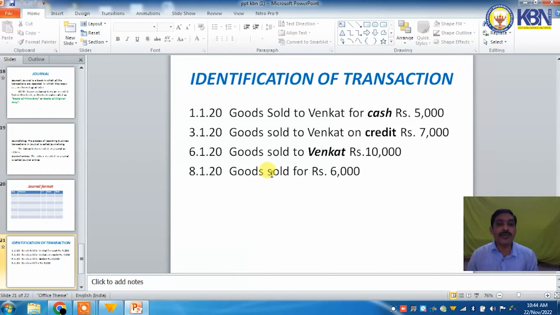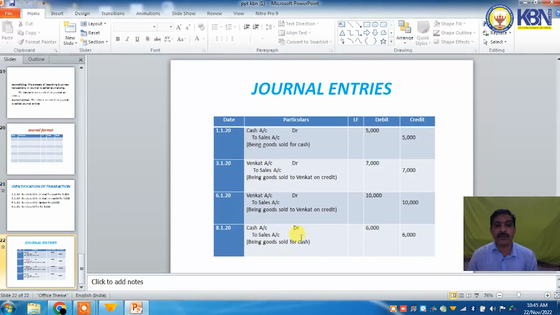And next one, goods sold for rupees 6,000. There is no information about cash or credit. So verify whether a personal account is given or not. No personal account is given, so it is treated as a cash transaction. So the given transaction is goods sold for rupees 6,000 for cash. Cash is a real account, goods also a real account. Both are real accounts. As per the real account rule, what comes in, debit, and what goes out, credit. When goods are sold for cash, cash is the receiving benefit, so cash account debtor. When goods are sold, goods are a going benefit. What goes out, credit. So cash account debtor to sales account.